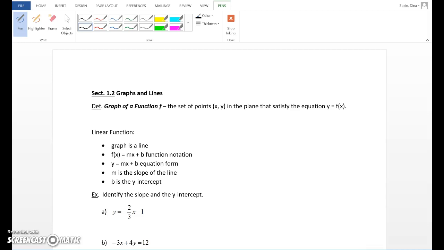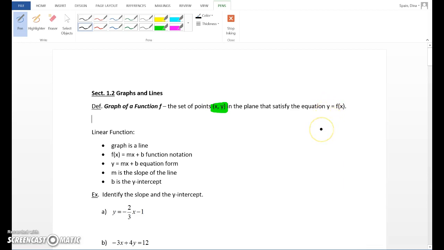It's the set of all points x, y in the plane that satisfy the equation y equals f of x. Here these are ordered pairs. All of the ordered pairs, the x's and the y's, satisfy this equation. Again, this is in function form, f of x, and then y is the y that you usually see in an equation.